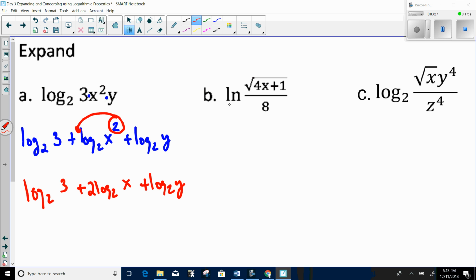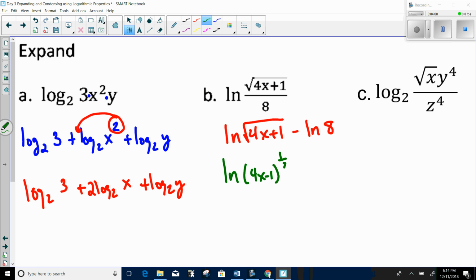Okay? So now, natural log, same process. Remember, it's just base e. So we have division. So this will become the natural log of 4x plus 1 minus the natural log of 8. Oh, that's a square root there. Okay? So that's using the property. Now, one of the things that we haven't talked about a whole lot, and this is something you need to be aware of, is square roots can be written as exponents. And this is something you would have talked about in algebra 2. A square root is the same thing as an exponent of 1/2.